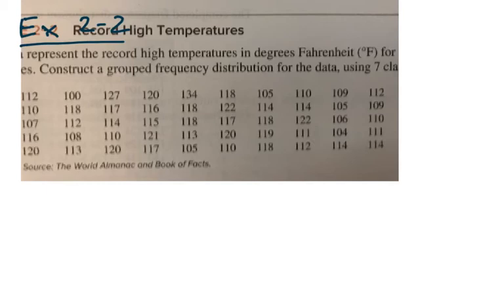So here we're going to be looking at example 2-2. And I managed to capture the data here, but I didn't capture all of the instructions for this example. So you can please find this in your book on page 47. I'll just kind of quickly read through what the scenario is. It says these are pertaining to record high temperatures. These data represent the record high temperatures in degrees Fahrenheit for each of the 50 states. Construct a group frequency distribution for the data using 7 classes.